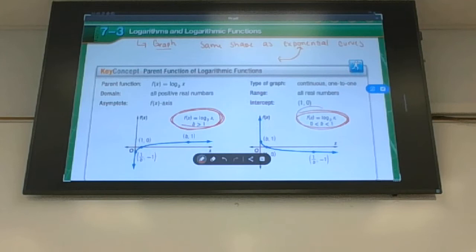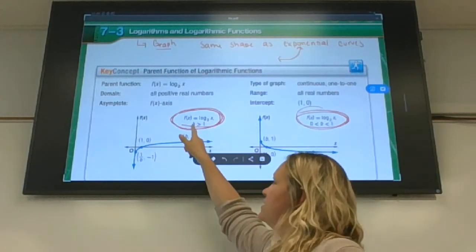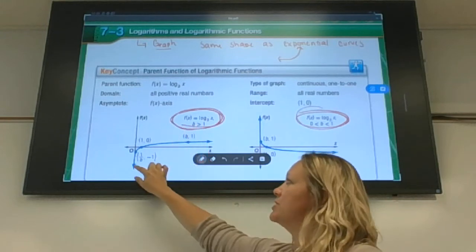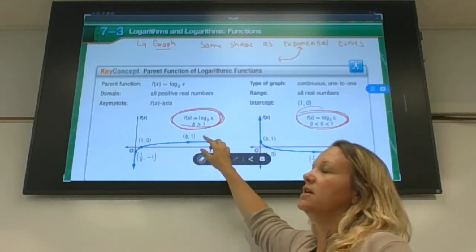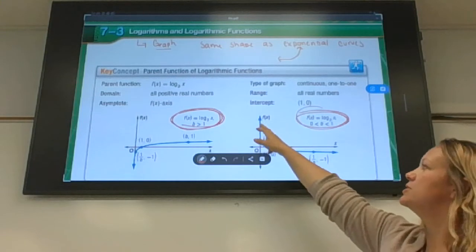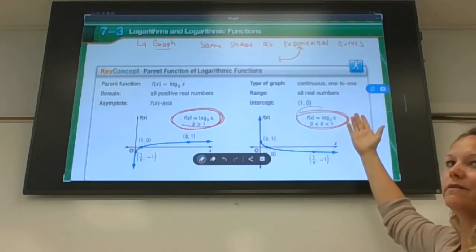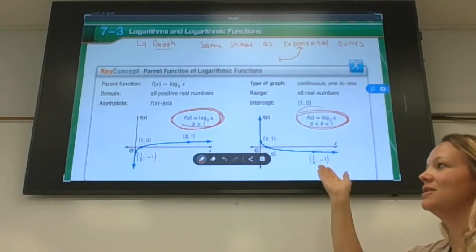No, I mean, it's helpful to know that when the base is greater than 1, the picture looks like that. When the base is less than 1, the picture looks like that. But you could throw a negative in there, and that flips it anyway.